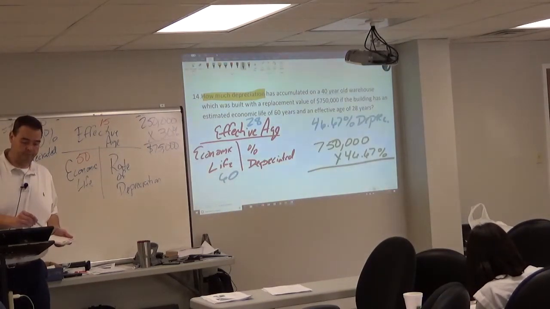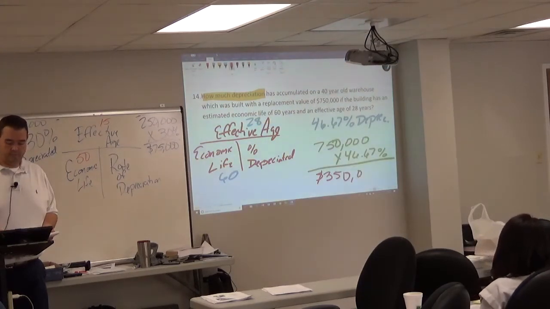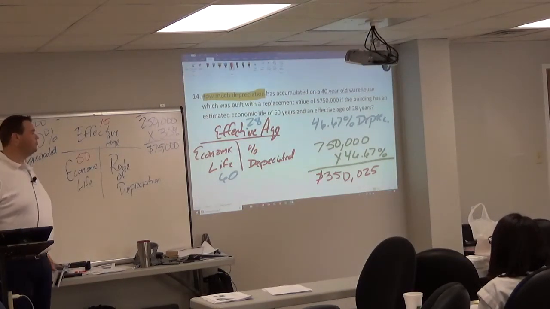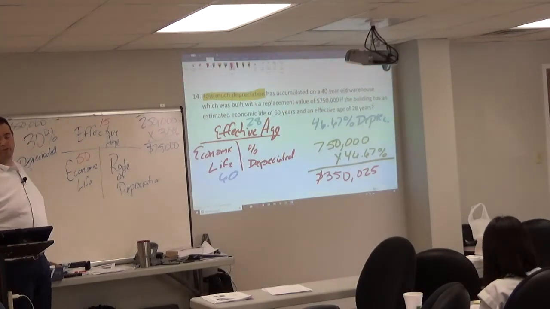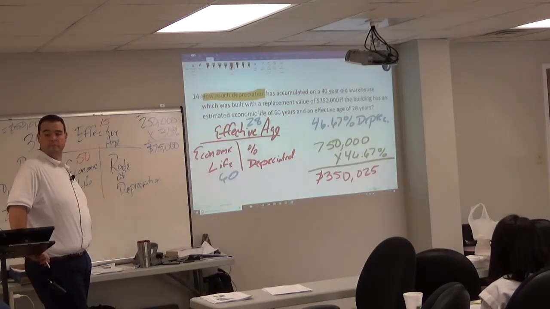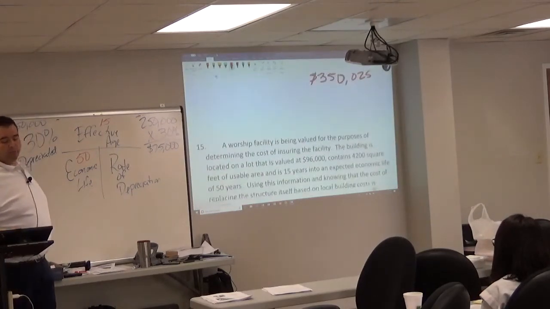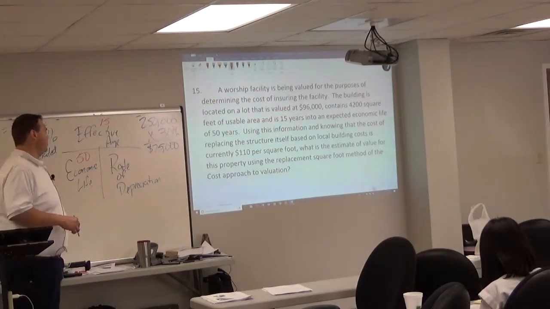$350,000-ish. Around. 666. If you leave it in that, you probably get 350 even, most likely. Of course, I had to go to one. Everybody see where this number comes from? Okay? All right? Because if you can do depreciation, you can certainly do an actual cost problem. So look at number 15.